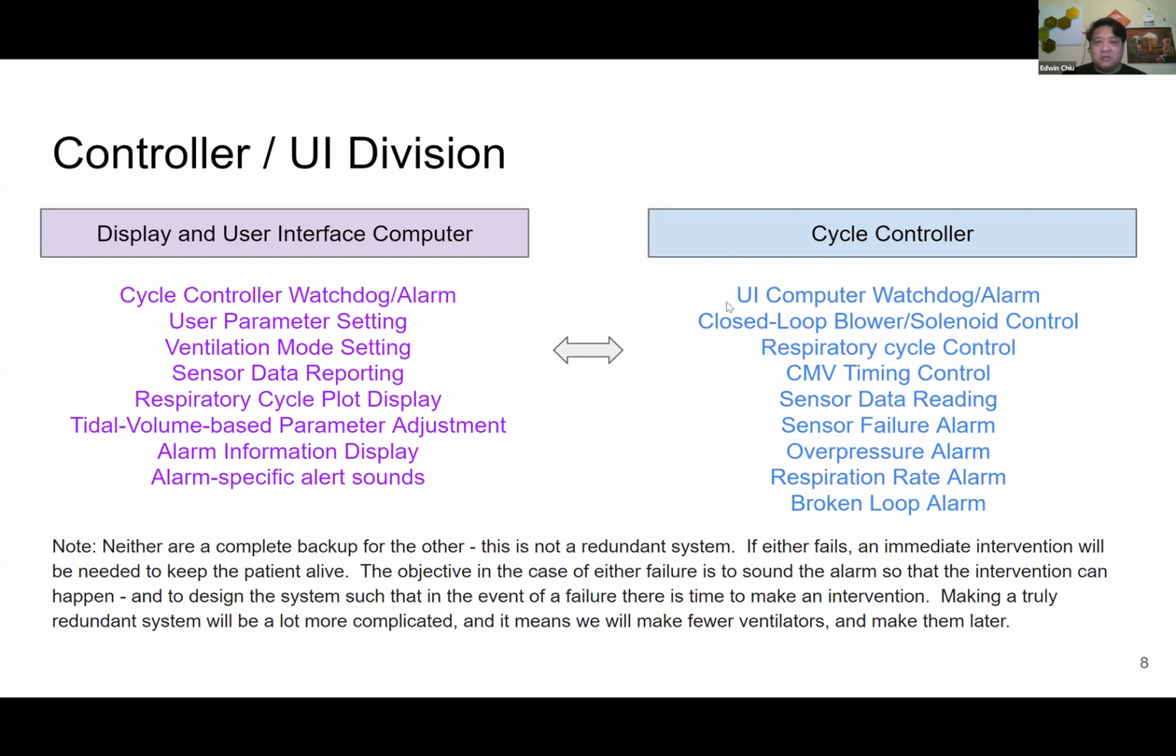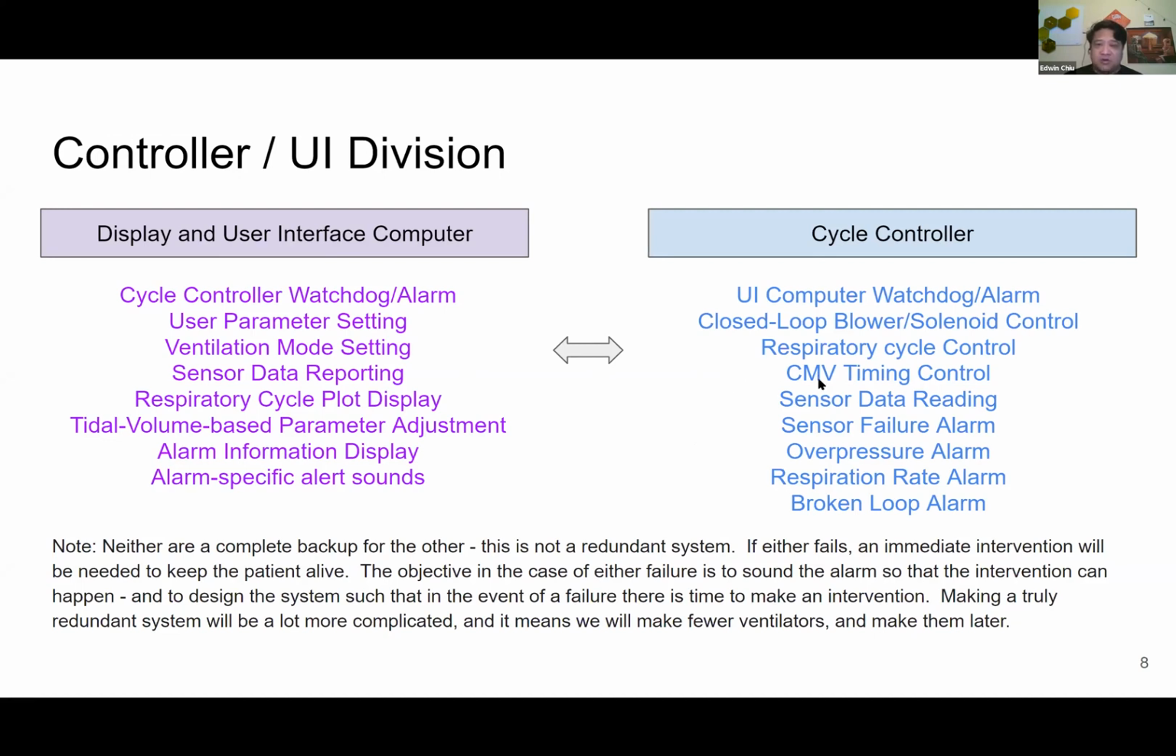Down on the cycle controller, the tasks include watching the UI computer. So it's a mirror of this other task, watching the UI computer and sounding an alarm if it stops responding. The closed loop control of the blower and solenoid. So that's the immediate real-time control loop for those components. It will control the respiratory cycle. So the breathe in and the breathe out, the timing of this, the control of the components, that's handled by the cycle controller, and it's designed to be completely autonomous. So if it stops receiving information from the display computer, the cycle controller should continue operating. It just won't be receiving the changes to those parameters, but the loop will continue to run.